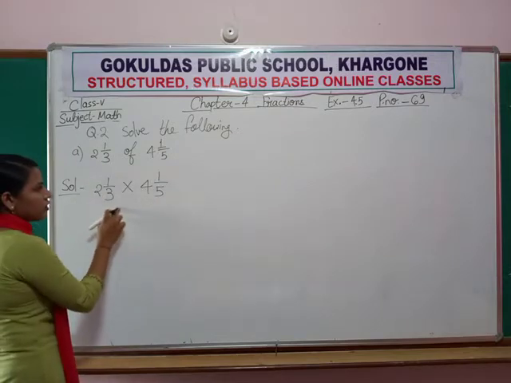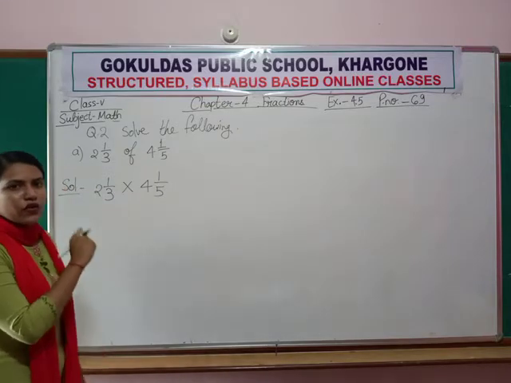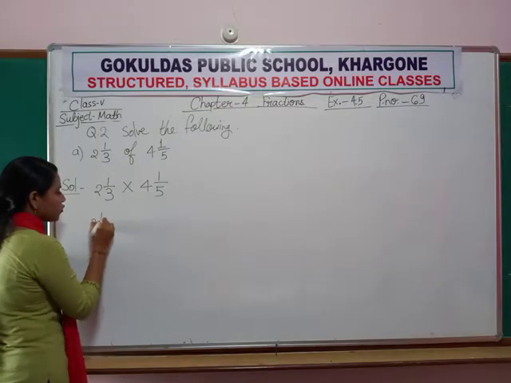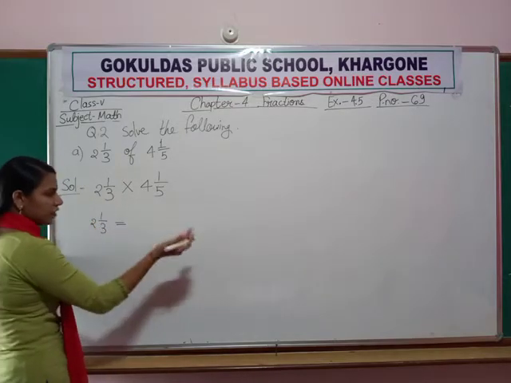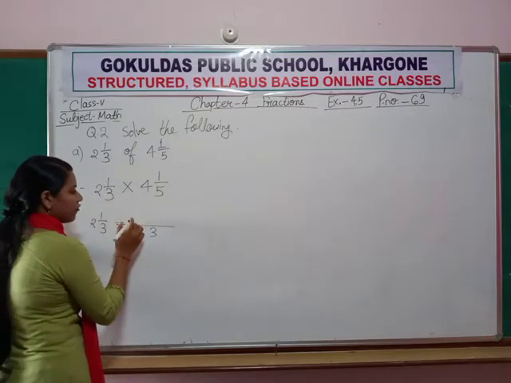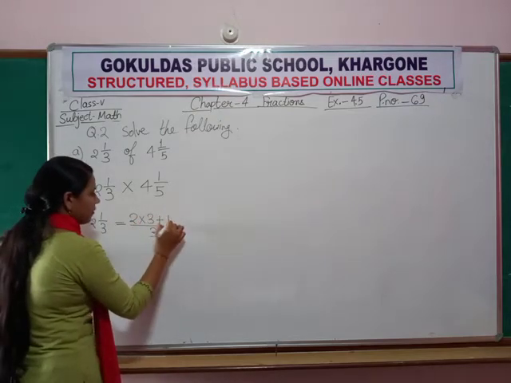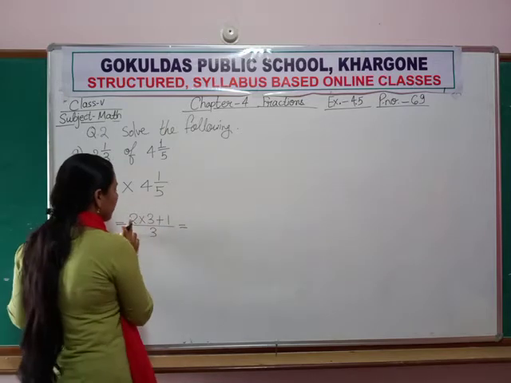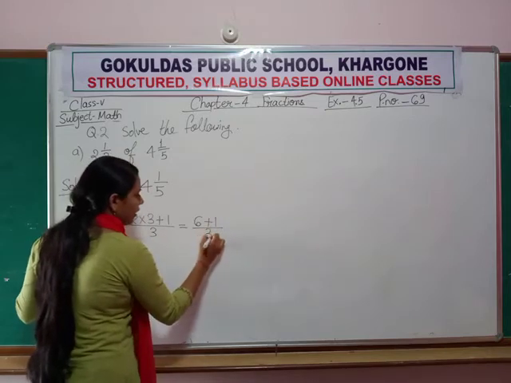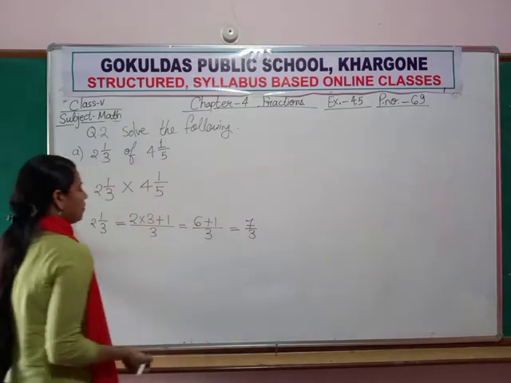Now 2 1/3 and 4 1/5 are both mixed fractions. So first of all we will convert them into improper fractions. Our first fraction is 2 1/3. Let us convert it into an improper fraction. We write the denominator in the denominator. In the numerator we multiply the whole number with the denominator plus the numerator. 2 into 3 is 6, plus 1, gives us 7 upon 3.